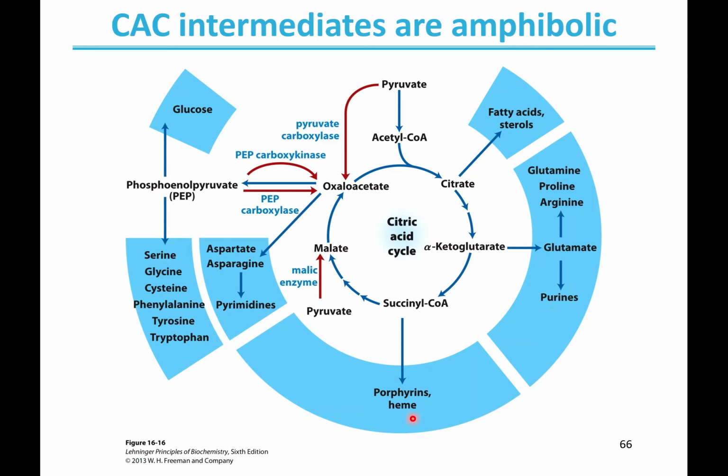Succinyl-CoA can be used to make porphyrins, and a very important porphyrin is heme. Oxaloacetate can be used to make amino acids aspartate and asparagine, and then further on to pyrimidine bases. It can also be used to create PEP, phosphoenol pyruvate, right, and then make more glucose via gluconeogenesis. PEP can also be used to make other amino acids. So a lot of these amino acids can be made by citric acid cycle intermediates, and also if you go in the reverse direction, that's how they can be metabolized too. They're metabolized back into citric acid cycle intermediates that are then fed through the citric acid cycle.